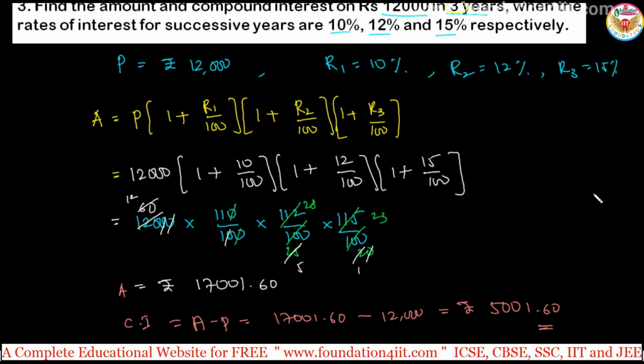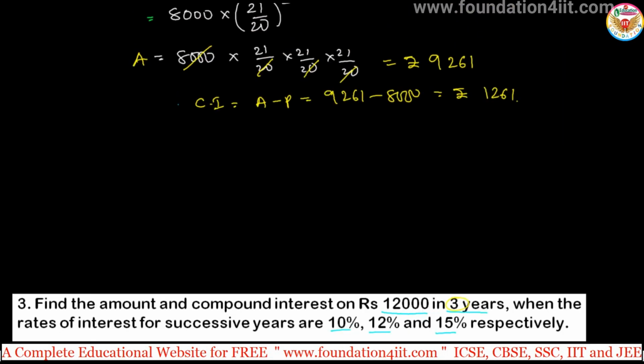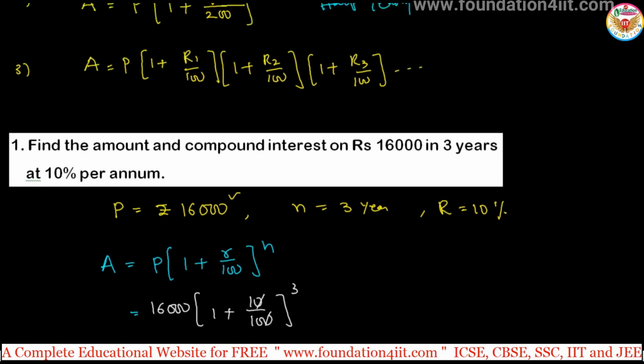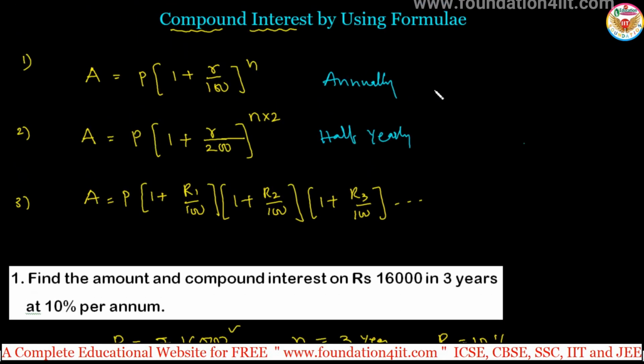Right. So these are the main important formulas in this component of yearly, annually, and for 2 or 3 or more successive years. So based on this we can solve these problems, right?